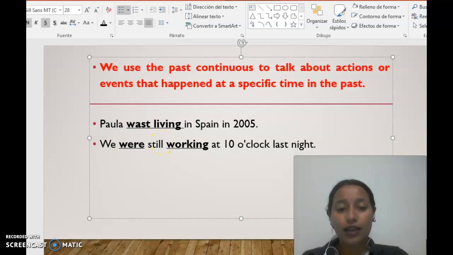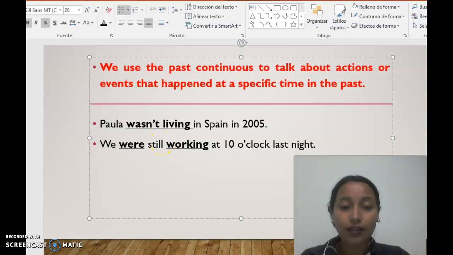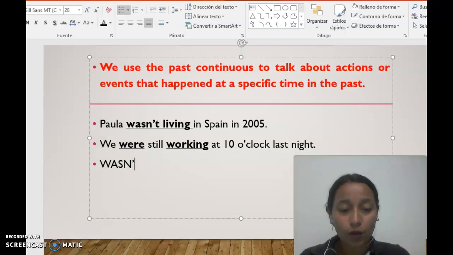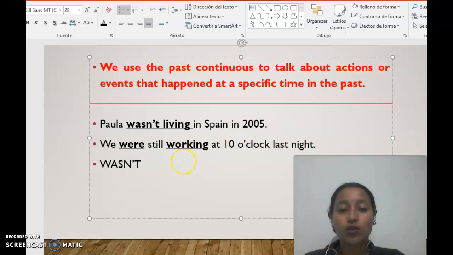In English, the English people use contractions a lot. So it is not common that you are going to find a sentence written in this form. They always use contractions. So this is the contraction wasn't, the negation of the verb to be.